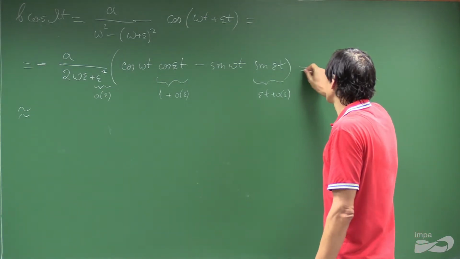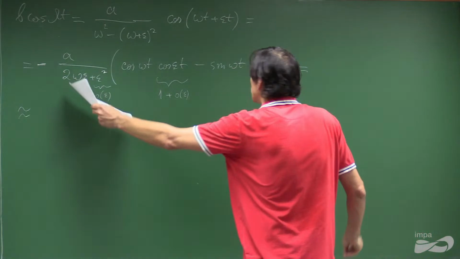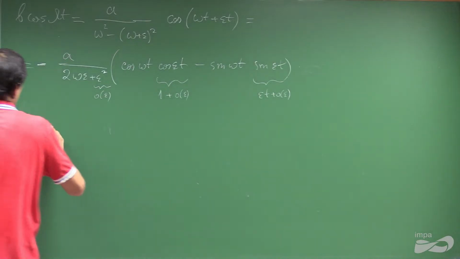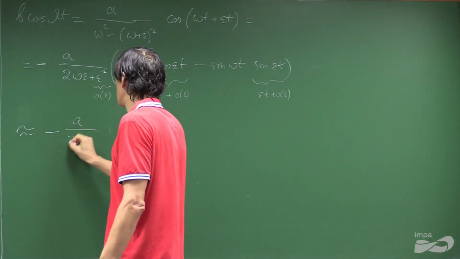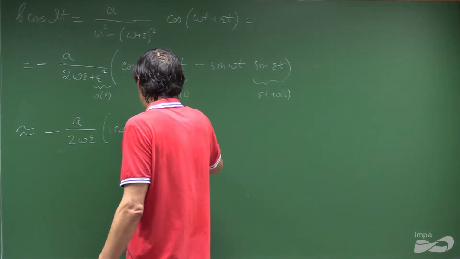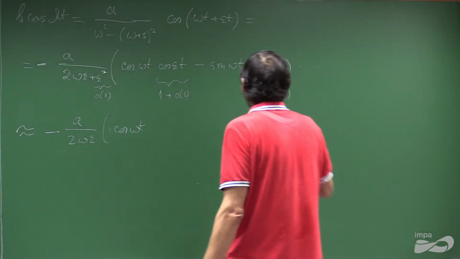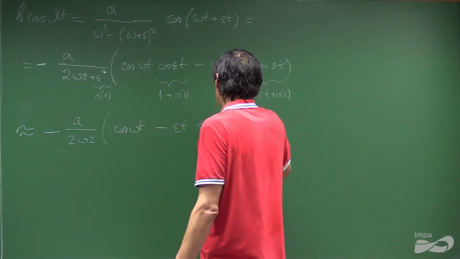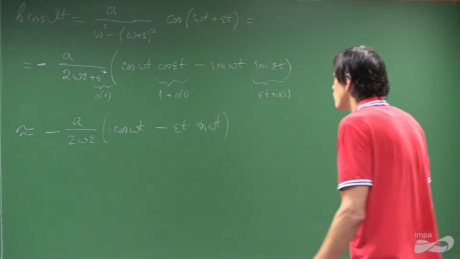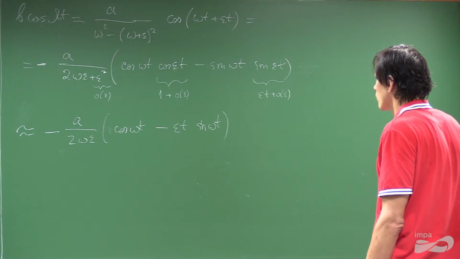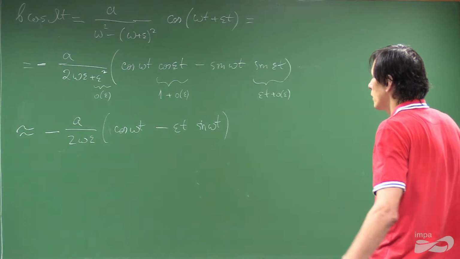So what at the end we have is, approximately, minus a over 2 omega epsilon, cosine omega t minus epsilon t sine omega t. Good.